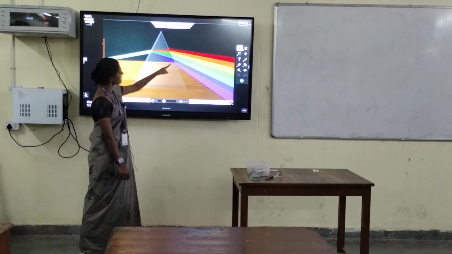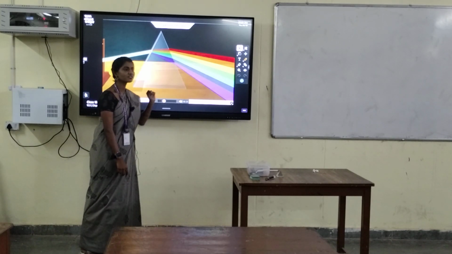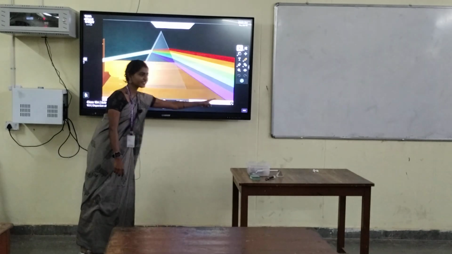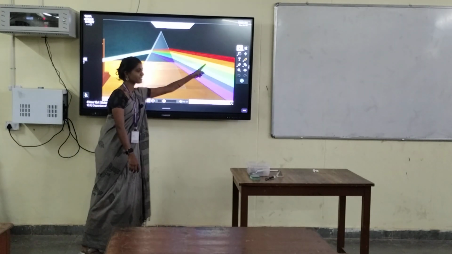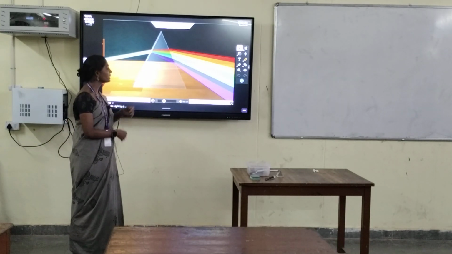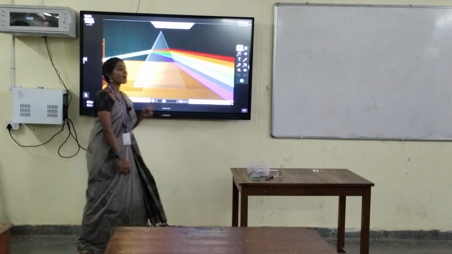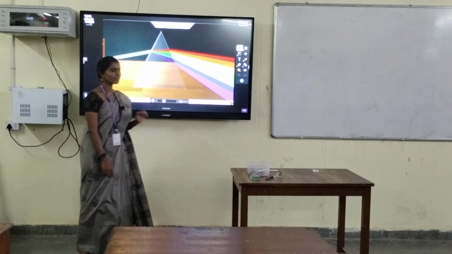Now tell me, comparing the violet light and red light, which one do you think bends more? Violet light bends more. Which bends less? Red light. Now this is according to the wavelength of the light. Red color has high wavelength. Violet color light has less wavelength.